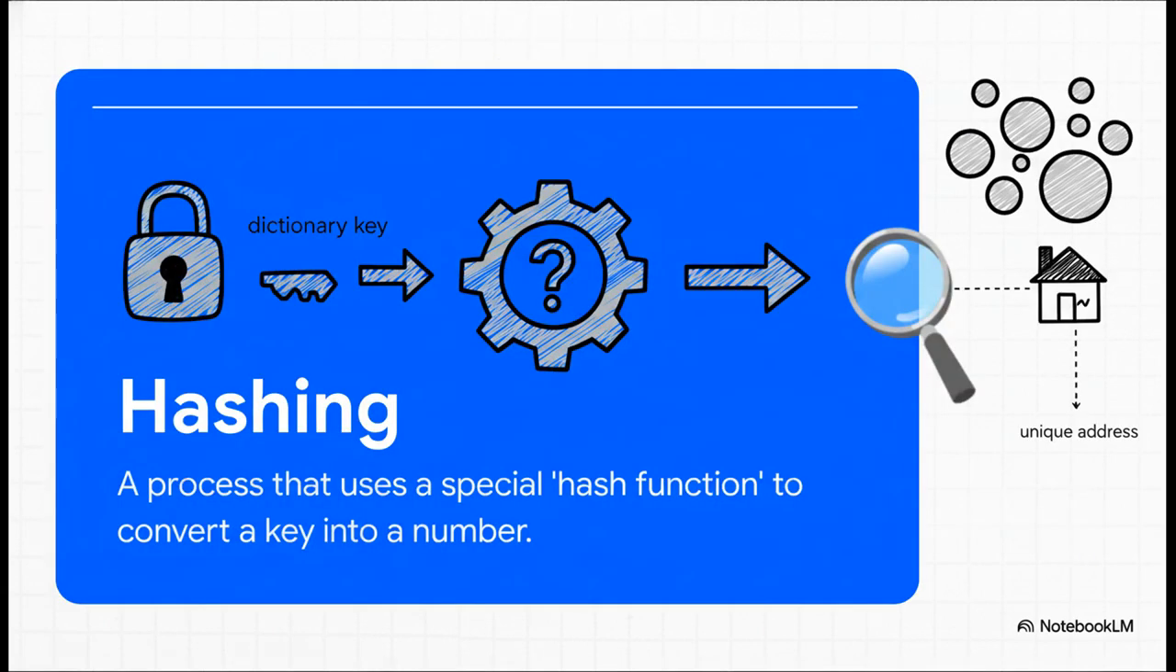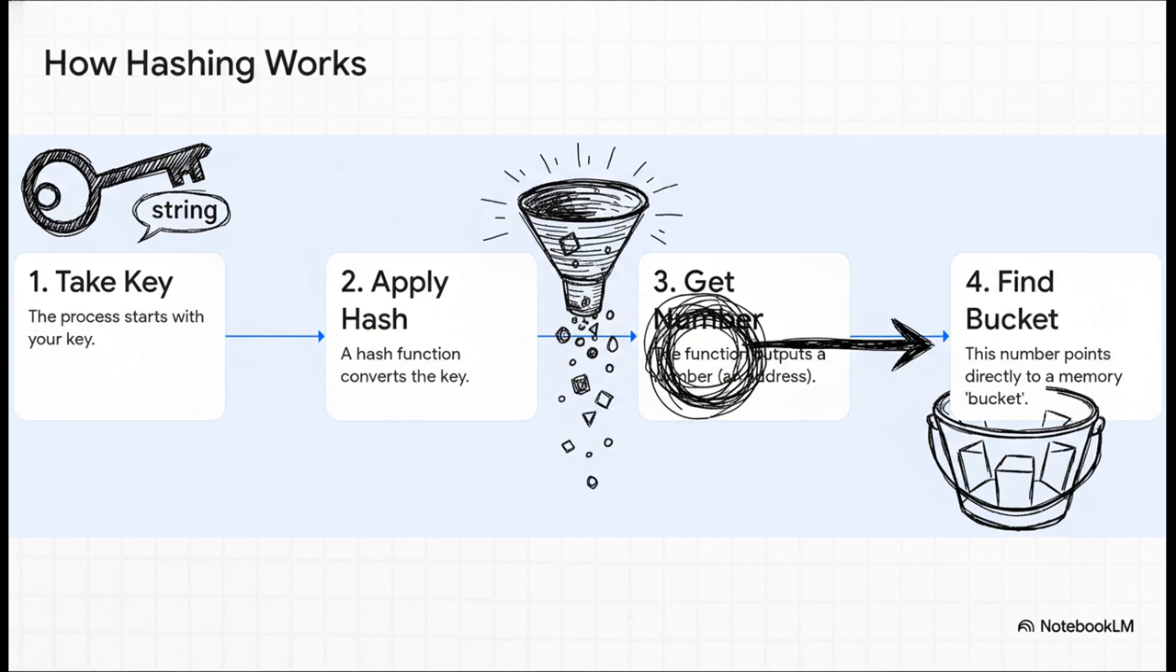Okay, so what is hashing really? Well, you can think of it like a super special converter. It takes any key you give it, like a word or a number, and runs it through something called a hash function. And what always comes out the other side is a number, a unique number that acts like a secret address. It really boils down to these four simple steps.